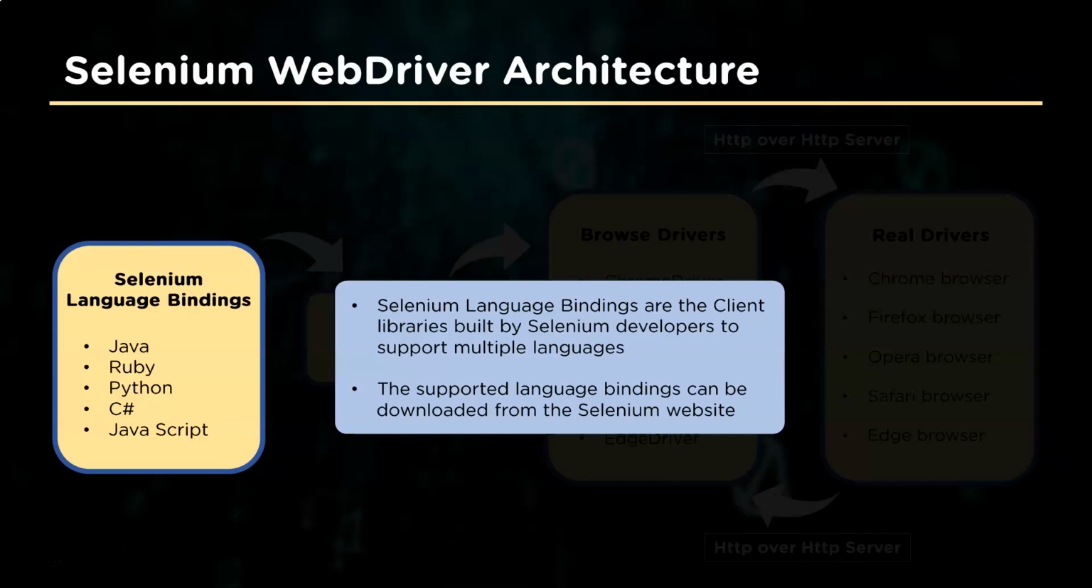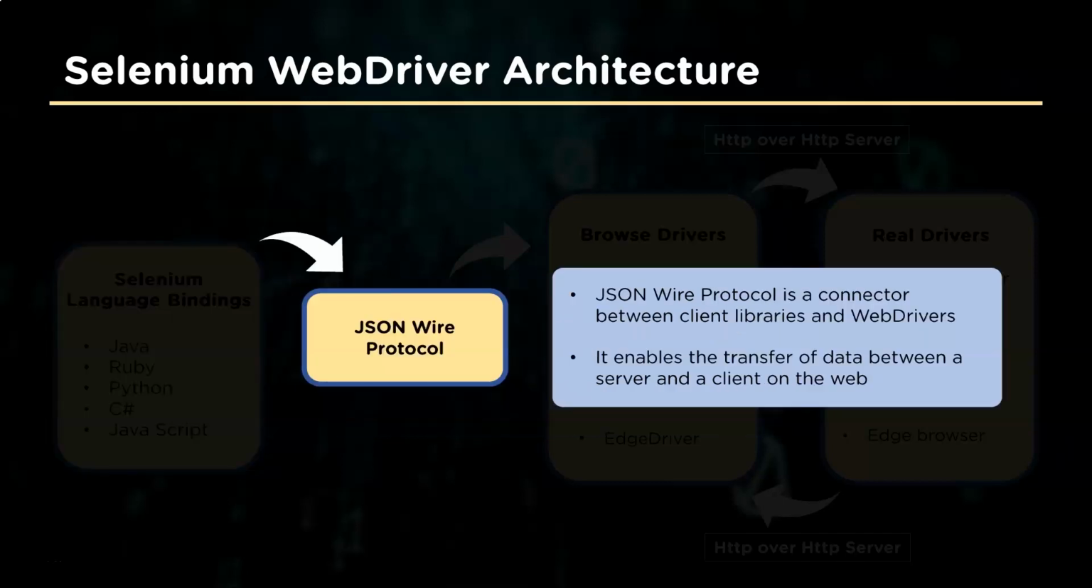So if you go to the Selenium website, whichever programming language you want to follow, you can download these bindings. These bindings are nothing but archives containing executables depending on that programming language. From there we will use these bindings in order to interact with and initialize Selenium. Then we go to the JSON wire protocol, which is a kind of connector between the libraries and the web drivers.